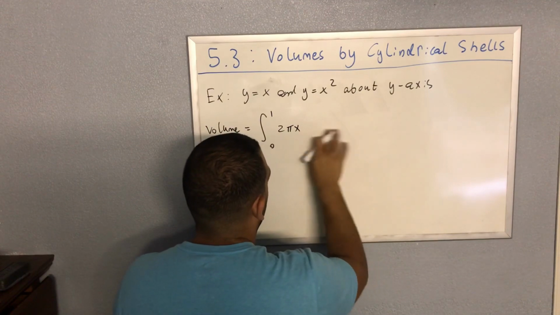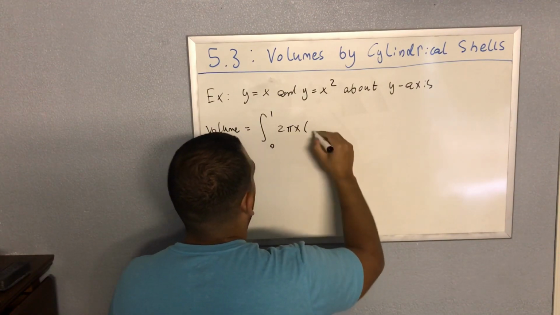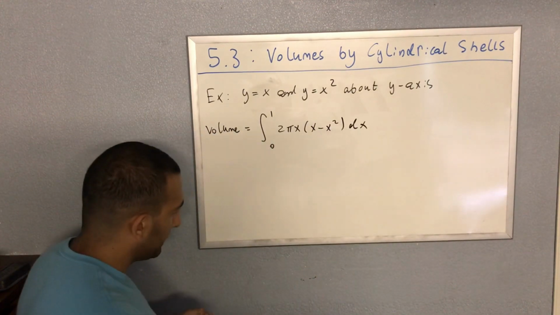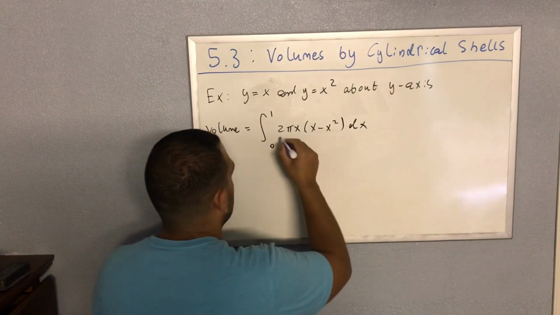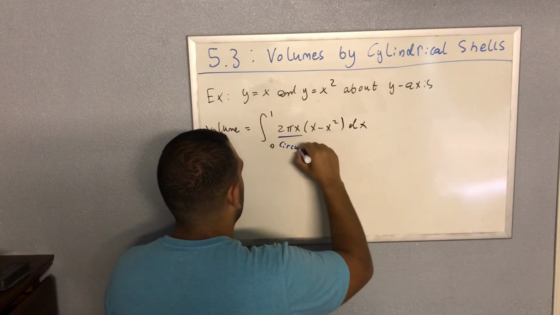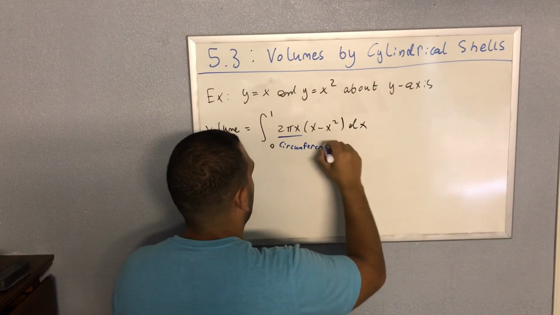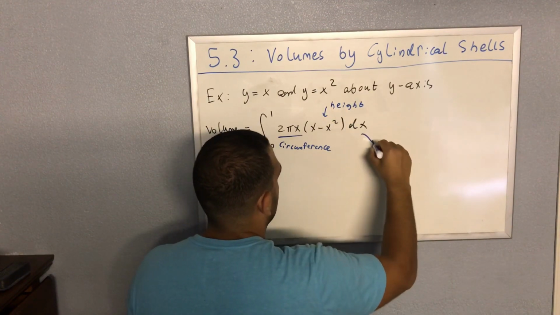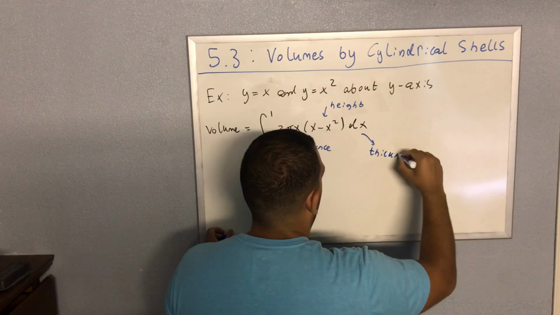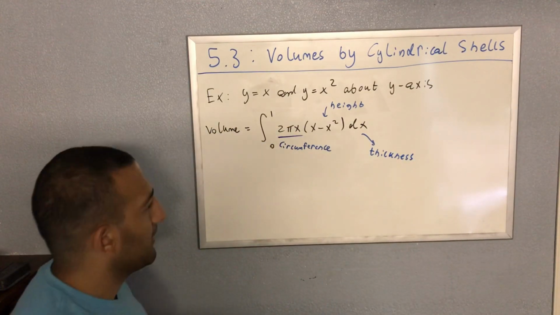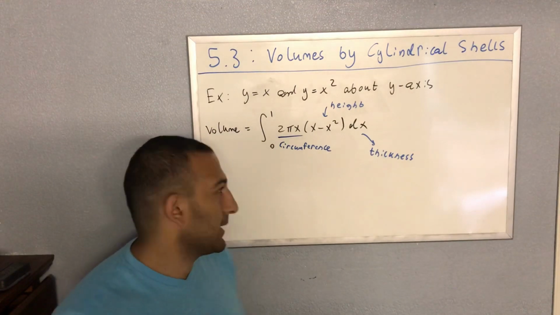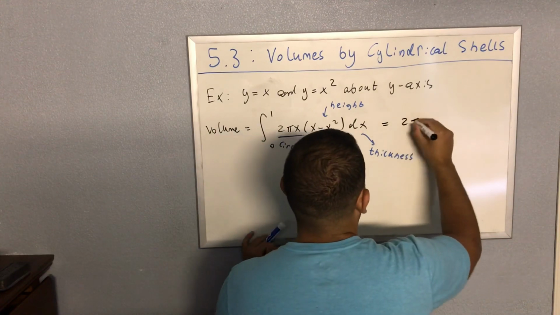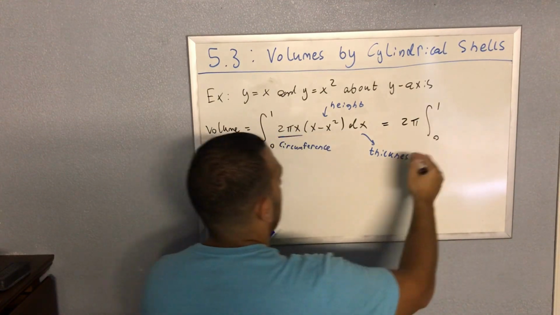Now this thing here, the height was, like we said, y top minus y bottom. And then times the thickness dx. So remember, this was circumference. This here is the height, and this is the thickness. Okay. So then this is pretty similar to the last problem. Again, you could just pull the 2 pi out, and then you're just left with the x here.